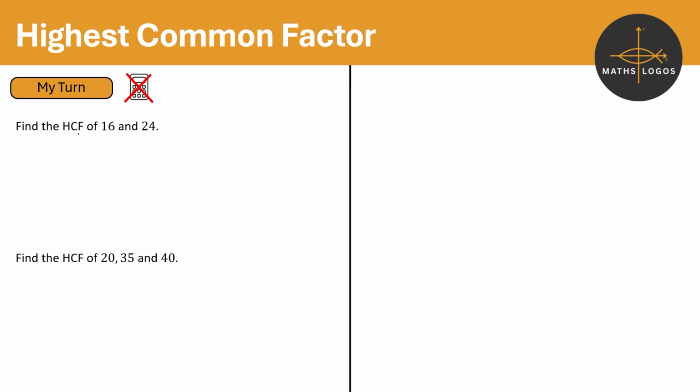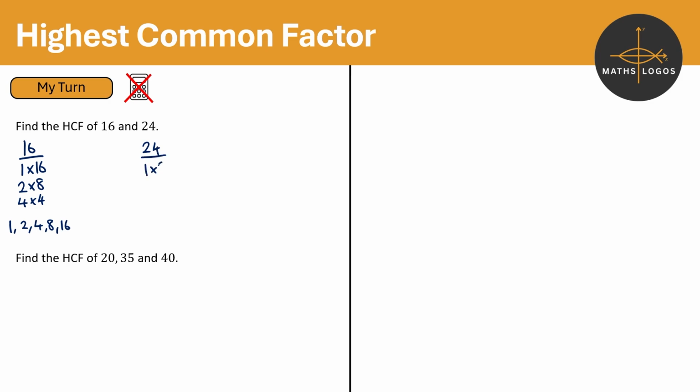The next example says, find the highest common factor of 16 and 24. A factor is a number that divides into our number, leaving no remainder. All of our factors come in what we call factor pairs. To find our factor pairs, I want to think what numbers multiply together to give me 16. The first pair will always be 1 and the number itself. So 1 times 16. Then we have 2 multiplied by 8 and 4 multiplied by 4. So the factors of 16, in other words the numbers that divide into 16 with no remainder, are 1, 2, 4, 8, and 16.